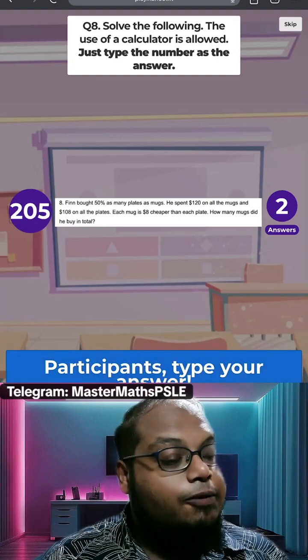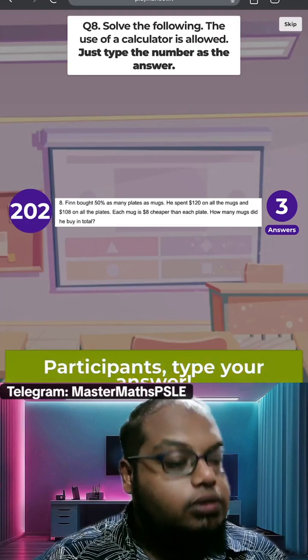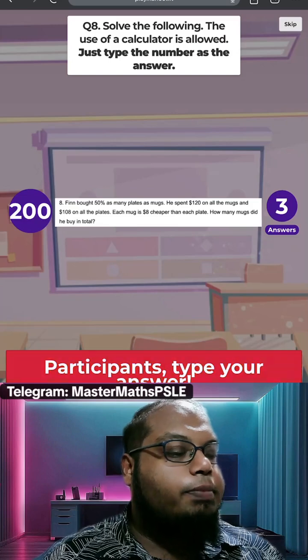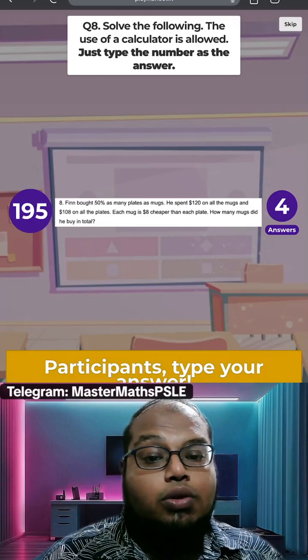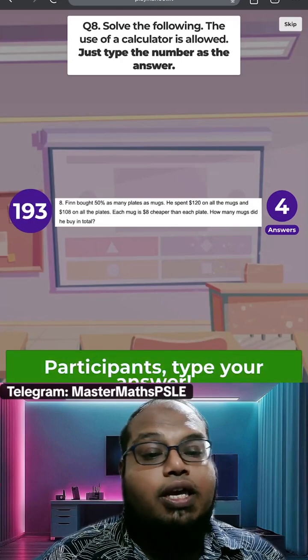Okay, firstly, you can try to make them equal. Because 50% as many plates as marks means the amount of plates and marks are not equal. But there is a way for you to make it equal.